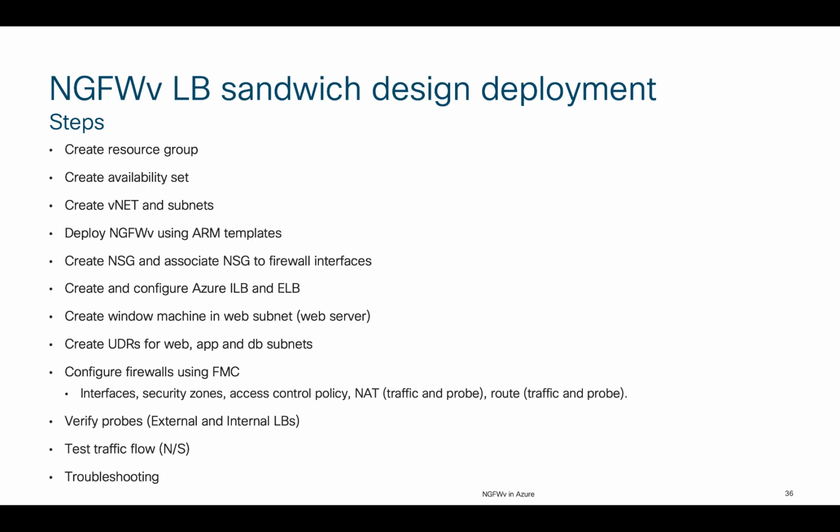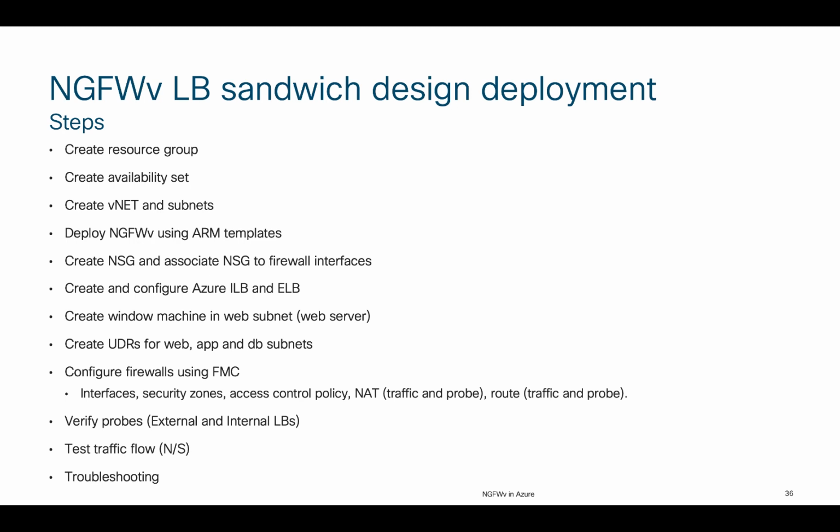I will start with creation of a resource group, then availability set, virtual network, and subnets. I will deploy firewalls using ARM templates. Then I will create NSGs and associate NSGs to firewall interfaces. This is really important because if you have your entire setup up and running but your NSGs are not applied, NSG will definitely block traffic. Your firewall will never receive any kind of traffic.